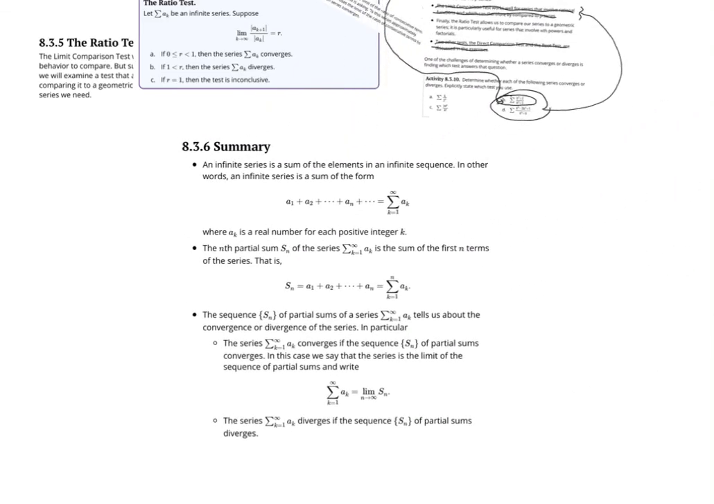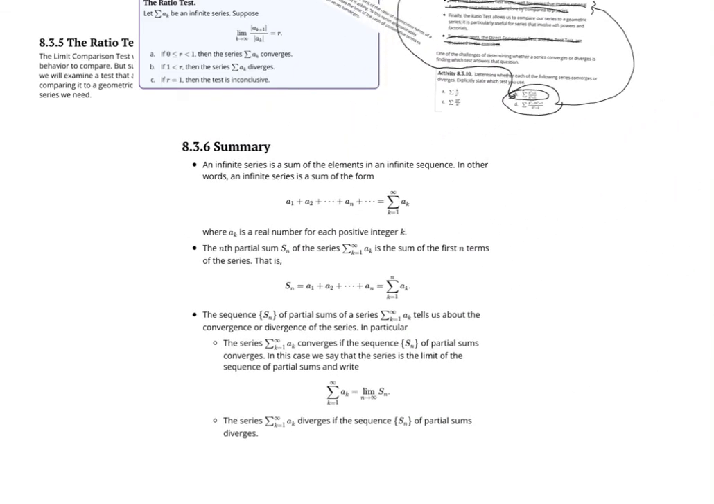All right. Once more, to review everything we talked about in this section, both in class and in this series of videos, we have that an infinite series is a sum of the elements of an infinite sequence. So an infinite series is of this form, and we're considering these a's to be any real number. The nth partial sum uses this notation, and it's a sum that stops at a particular n.